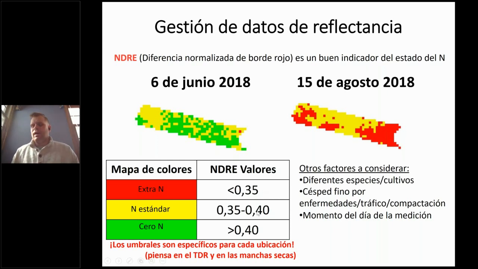Then we'll have areas that are in our goal range of between 0.35 and 0.4. That's where we want the grass to be, so that would be our normal fertilizer rate. And if we ever get values greater than 0.4, then we have to say, okay, we need to put less fertilizer down because we're getting fertilizer from the soil or from maybe a prior application of fertilizer that still has an effect. Things to think about when you're doing stuff like this: species and cultivars are going to have different numbers. Just like on your soil moisture meter, you're going to have places that need more water than other places, and so you have different goal areas.